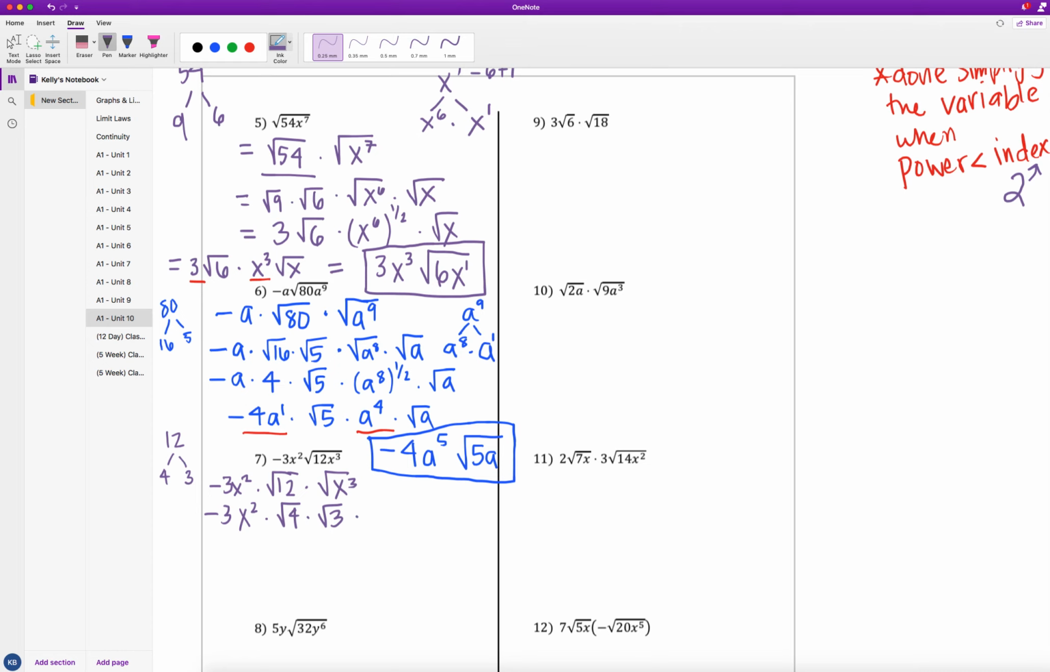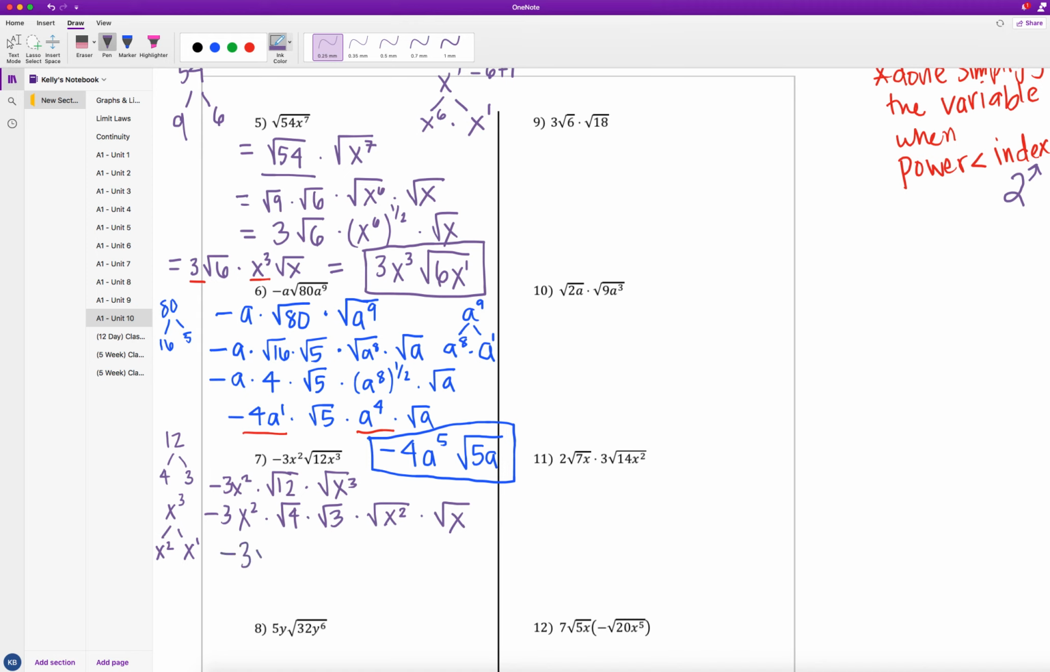Now the x to the third, our power here is 3 and our index is 2, and since 3 is not divisible by 2, I also kind of need to factor or break apart this x to the third. The largest factor inside would be an x to the second, since 2 would be divisible by 2, and I'm left over with this extra x to the first. So I end up with the square root of x to the second times the square root of our single x. So what I've done in this first step is just broken apart the perfect square factors inside 12 and inside x to the third.